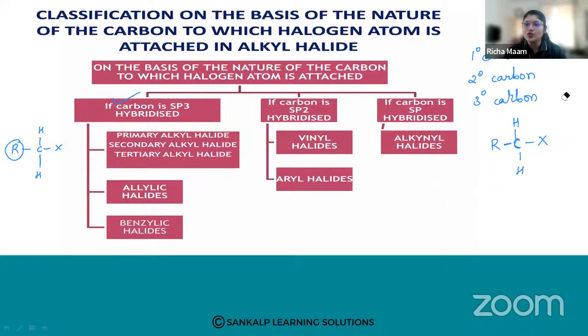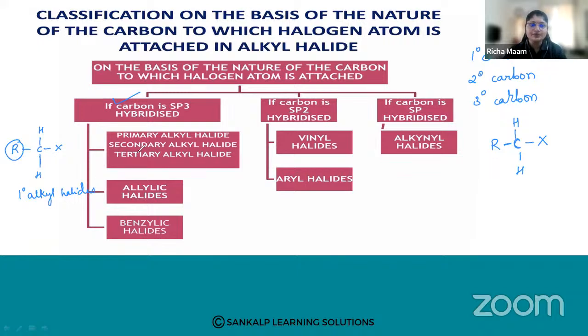Now here, when the carbon is attached to only a single carbon atom, one alkyl group, then it is called a primary alkyl halide.